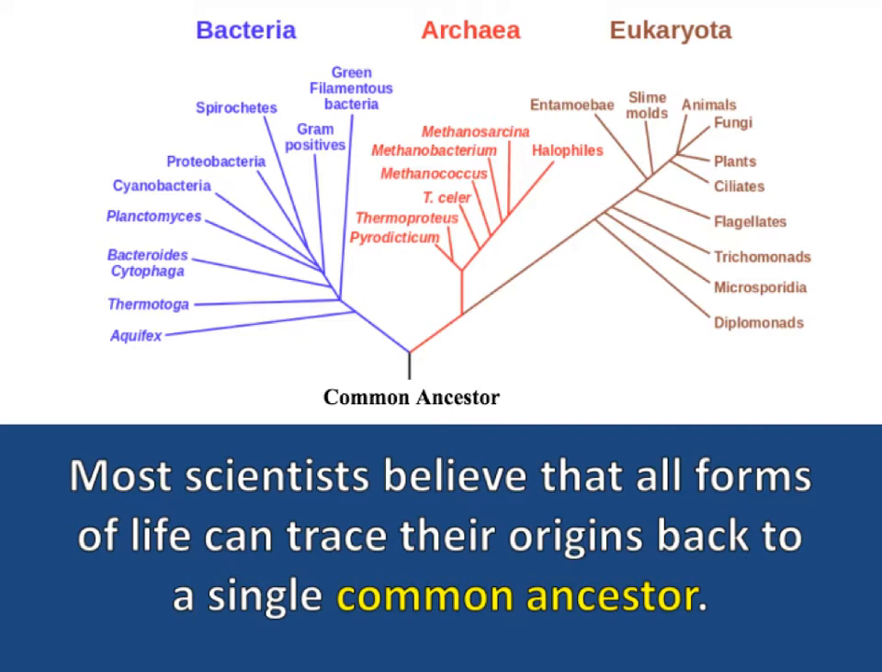So on number 1, what do most scientists believe all life can be traced to? And the answer is in yellow, common ancestor. Common ancestor is number 1.